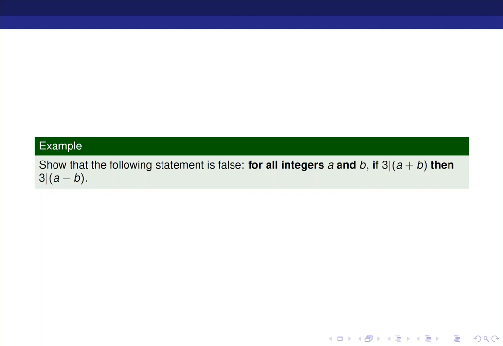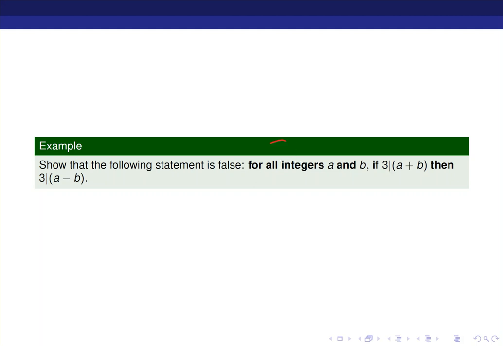Now that we have had a little bit of practice with divisibility and also knowing what it means to be not divisible, let's see if we can show the following statement is false. For all integers a and b, if 3 divides a plus b, then 3 divides a minus b. How can we go about showing the statement is false?